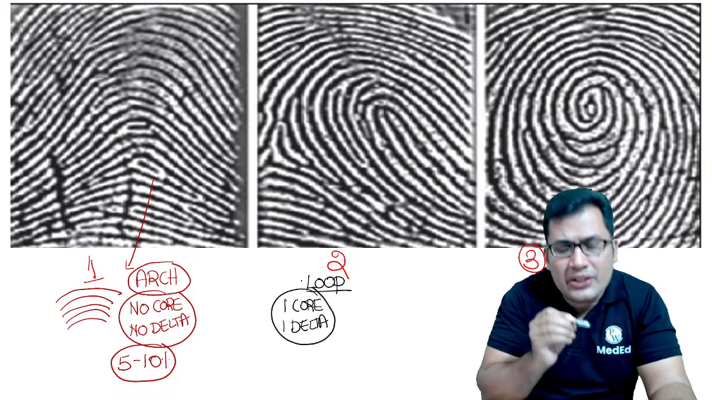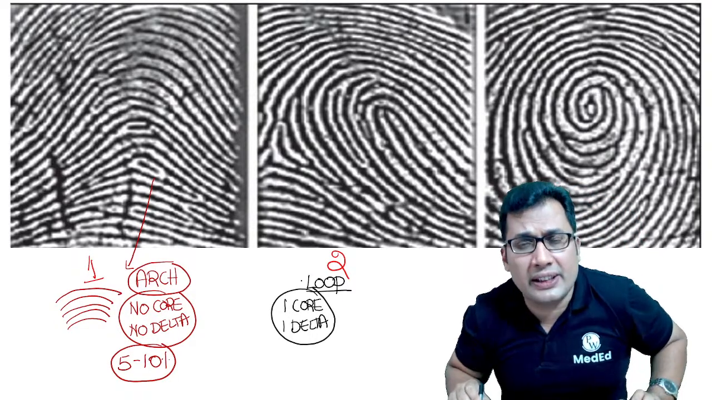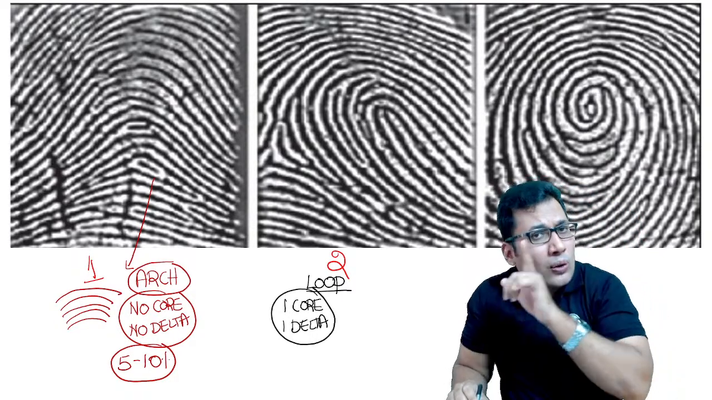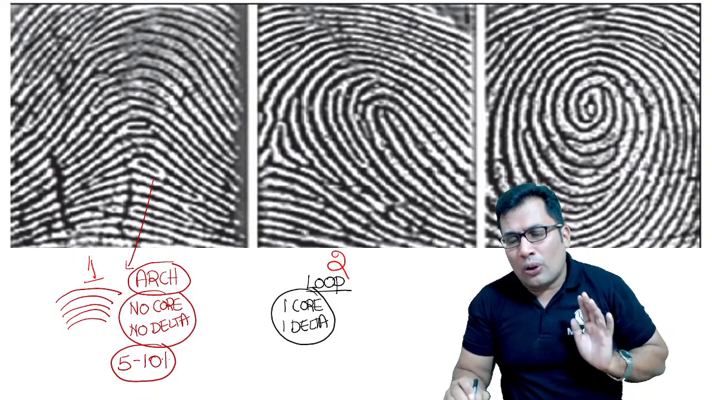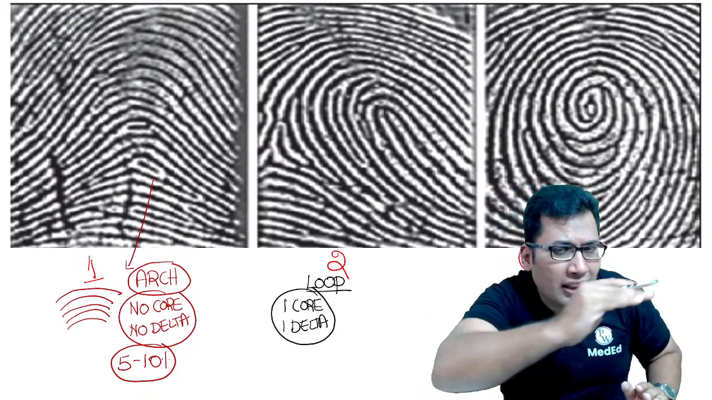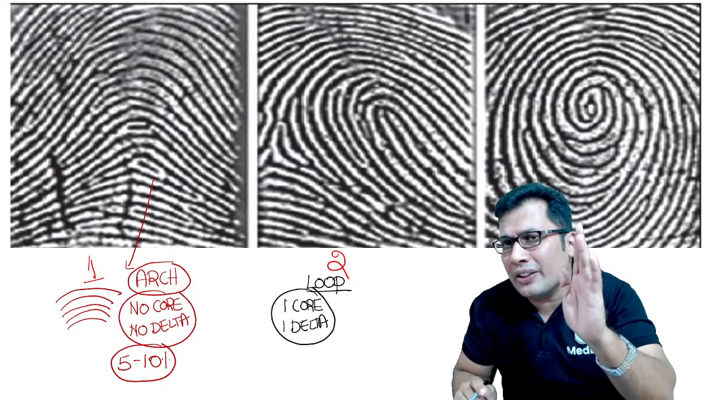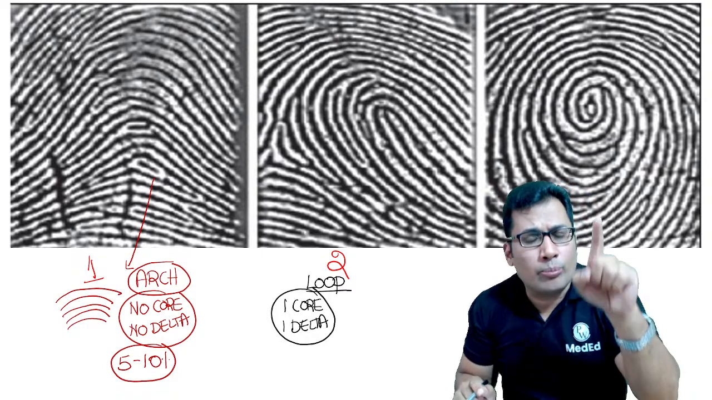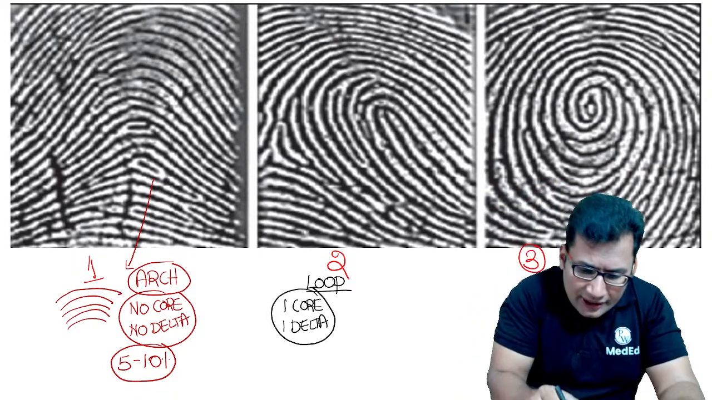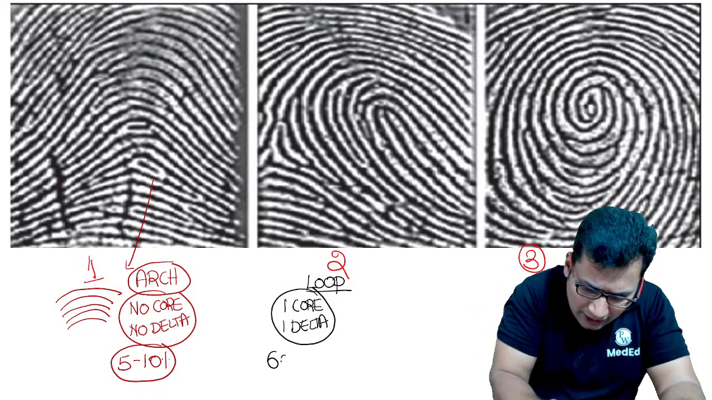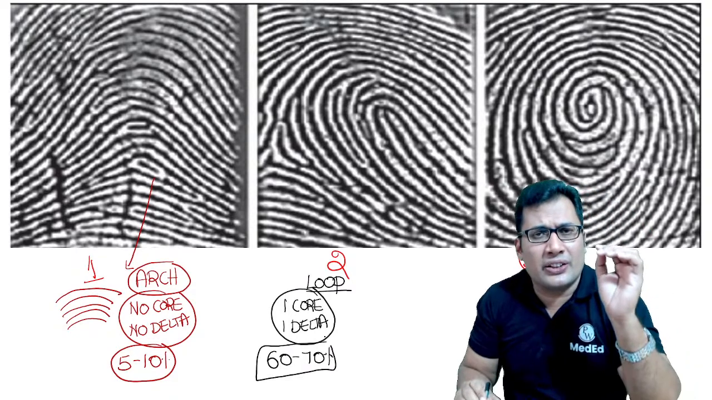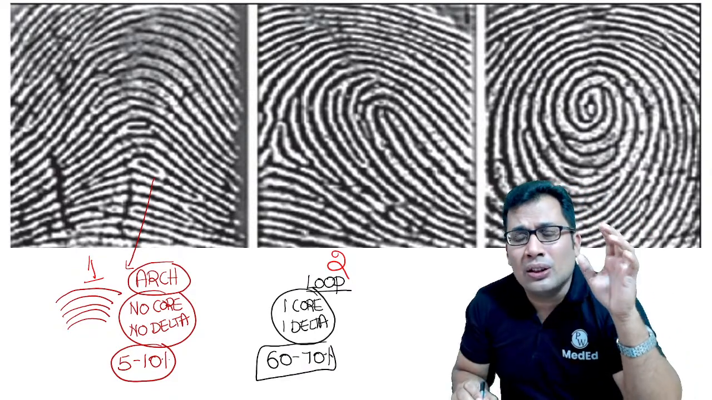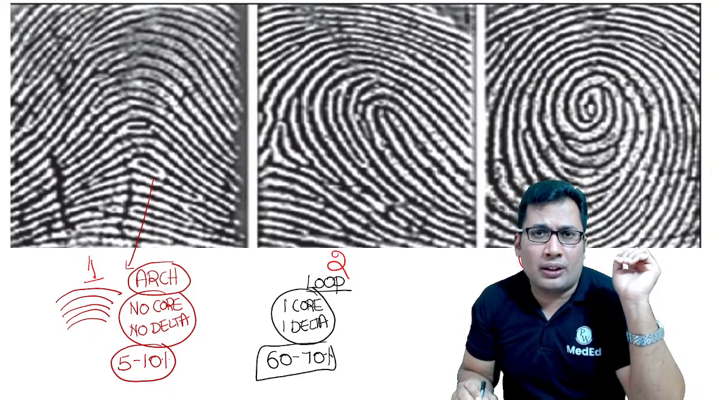This can be asked in your upcoming FMGE exam. One core, one delta: loop. The core means curving ridge. Delta means three directional meeting point. Loop is the most common fingerprint, around 60 to 70% of cases.